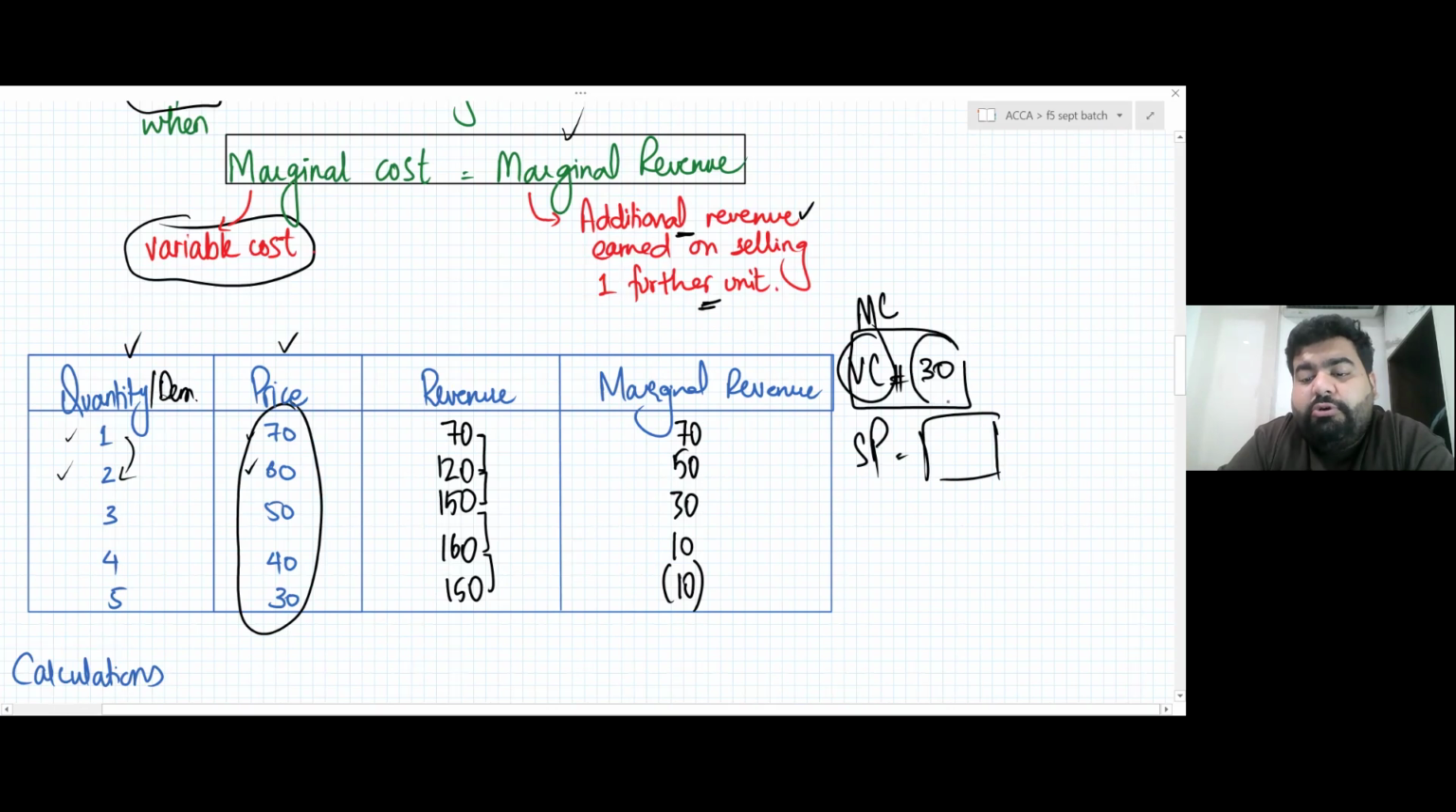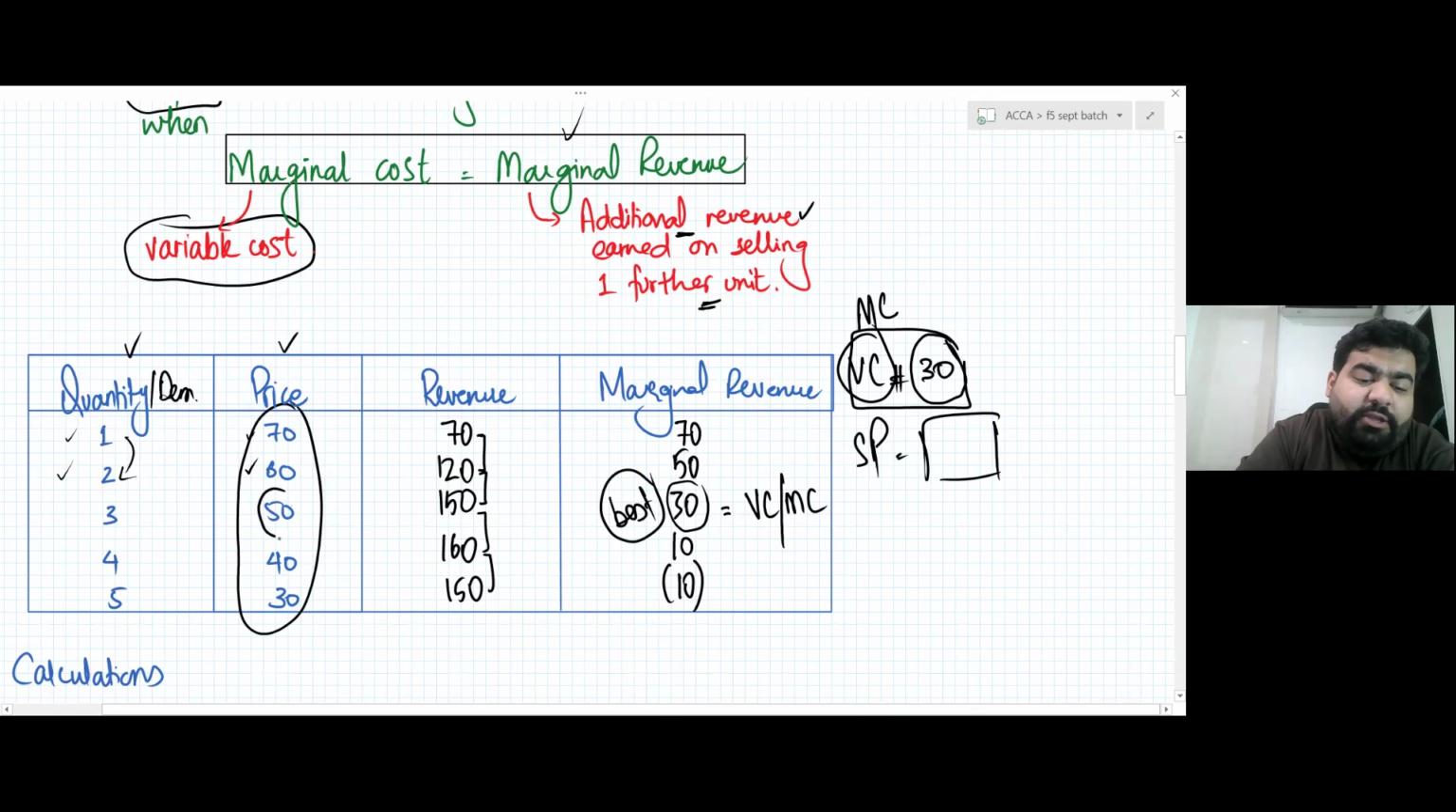So if the marginal cost is 30, we see the marginal revenue of 30 is at this point. We come to know that at this point your marginal revenue is equal to variable cost, meaning marginal cost. So this is the best point. Best point means that we have to set the price accordingly.